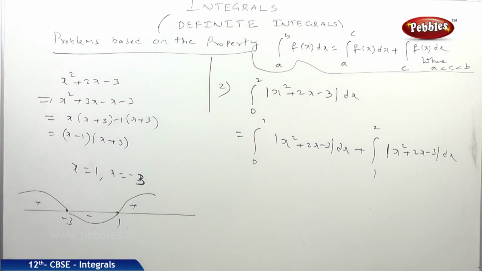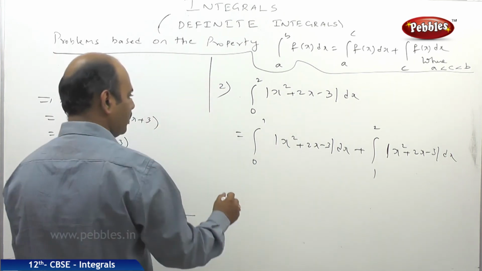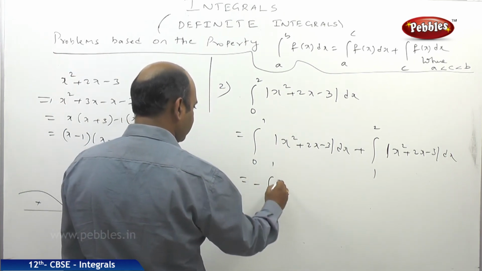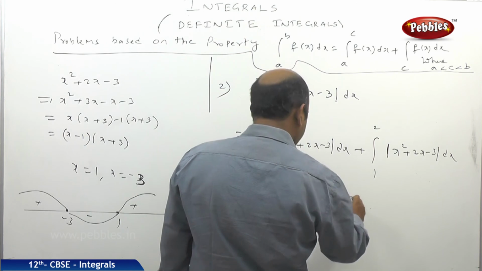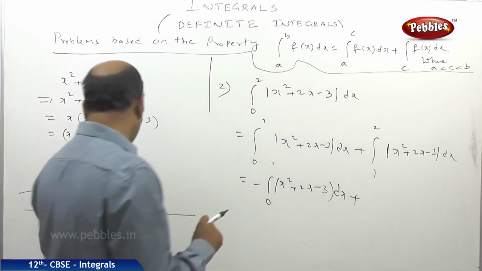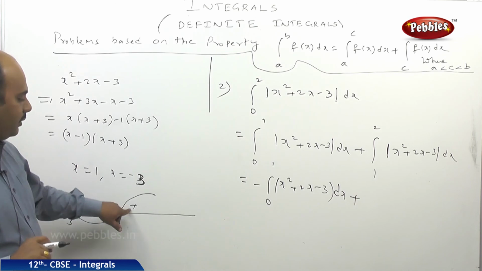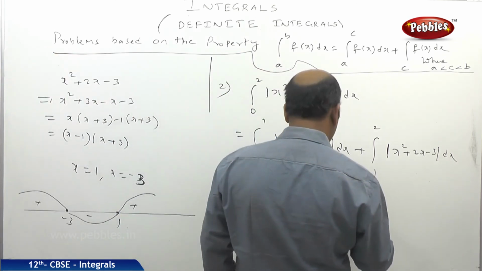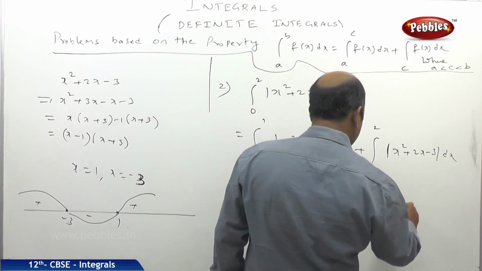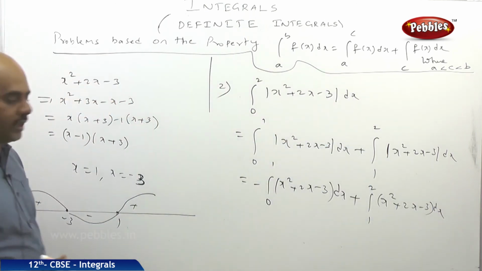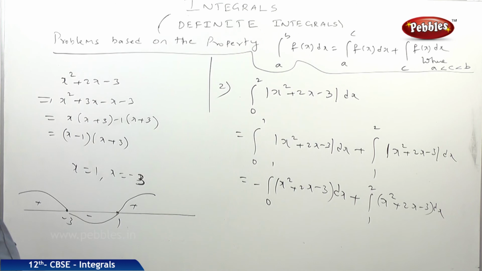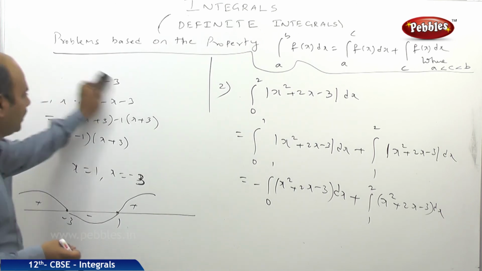Now 0 to 1 lies between minus 3 and 1, and that is negative, so the whole function becomes negative. So we get minus the integral from 0 to 1 of x square plus 2x minus 3 dx, plus, for 1 to 2, everything beyond 1 is positive here, so the function will also become positive. So the integral from 1 to 2 of x square plus 2x minus 3 dx. Now I think we can do our integration very easily. I think you followed this. So directly I am now doing the calculations.